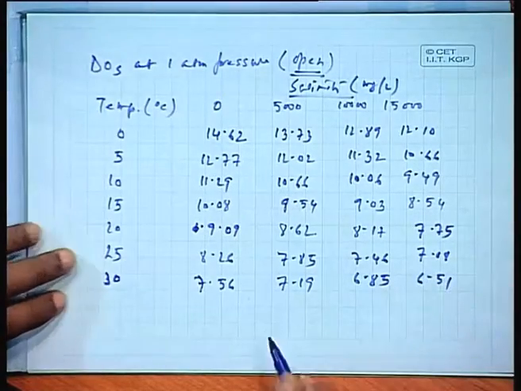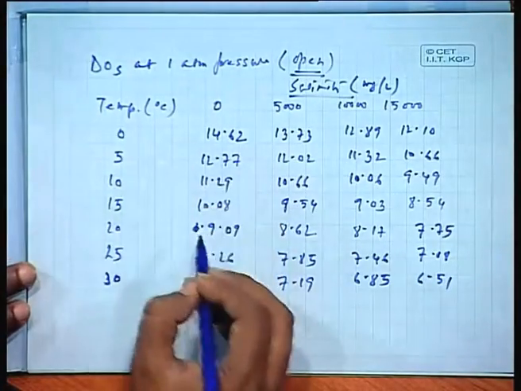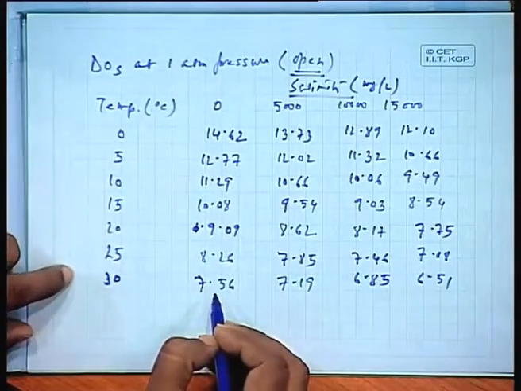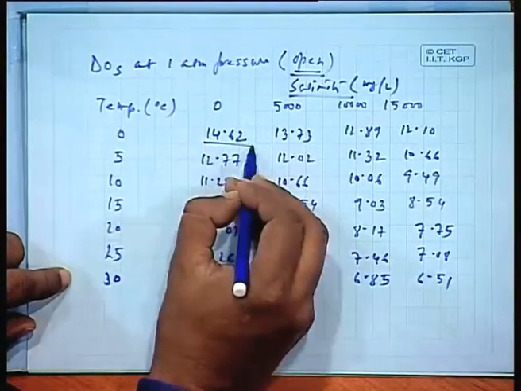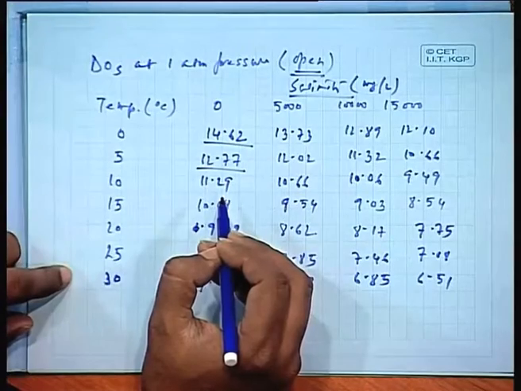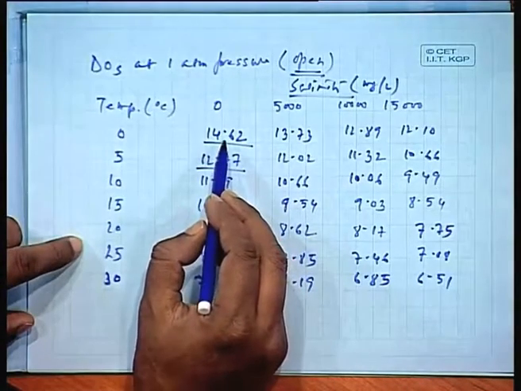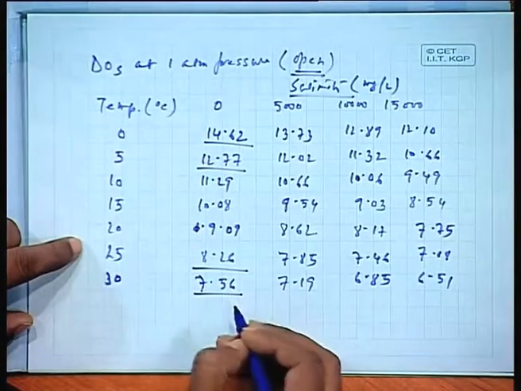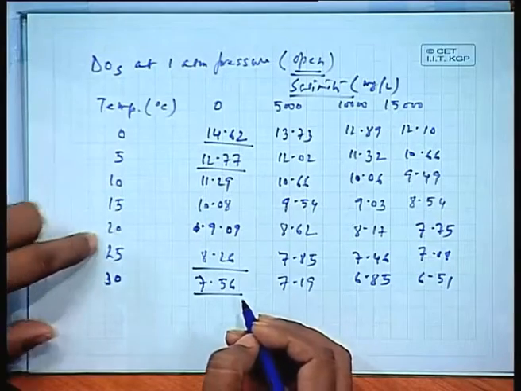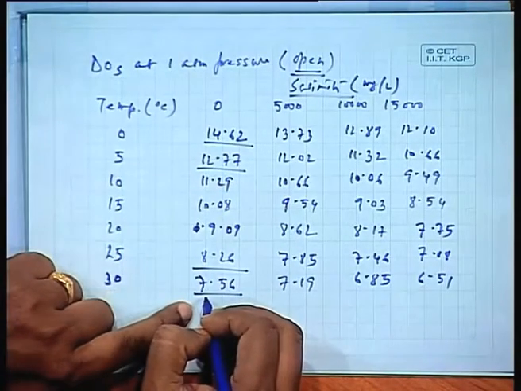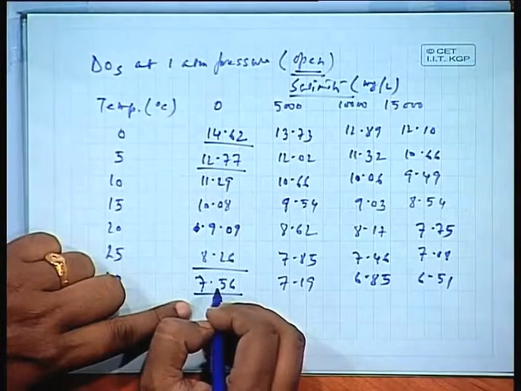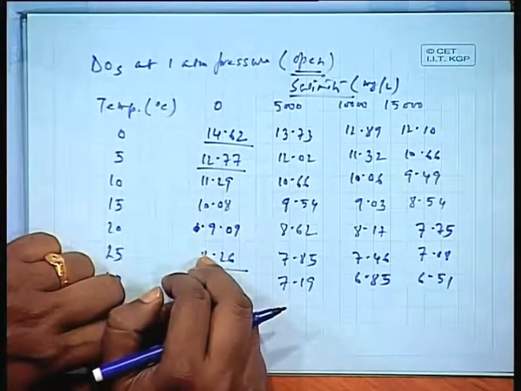Then 6.51. One thing you can very well see with temperature is that the rate of change also differs. Here it is about 1.5 milligrams per liter change, whereas here it is almost about 0.3. So as such, oxygen is depleted with higher temperature, but the rate of depletion decreases with higher temperature.